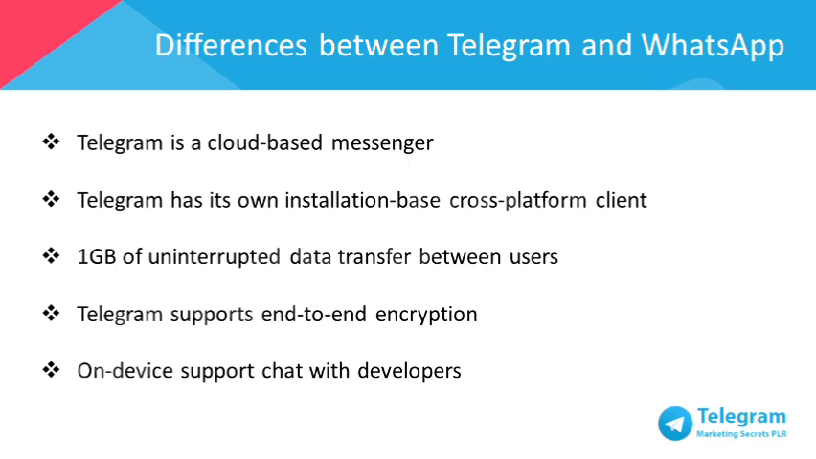Last but not least, WhatsApp lacks on-device support. Instead, they outsource support to your mobile carrier. But Telegram has an on-device support chat where developers can answer any of your questions.